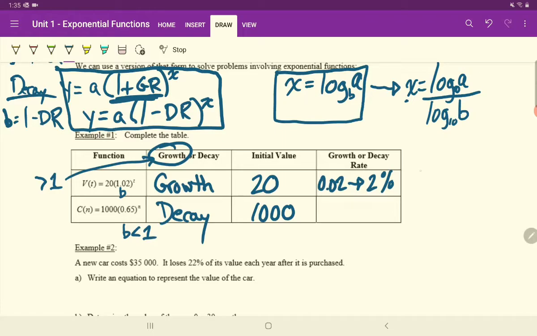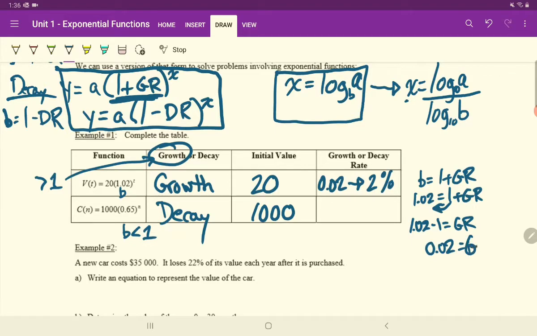Algebraically, to find that, all you do is you go b equals 1 plus growth rate. Well, if you know that b is 1.02, you can find the growth rate by subtracting 1 on this side. Right? So 0.02 is your growth rate. Okay, it's that simple.